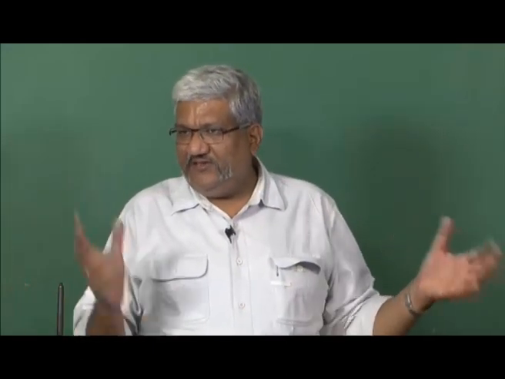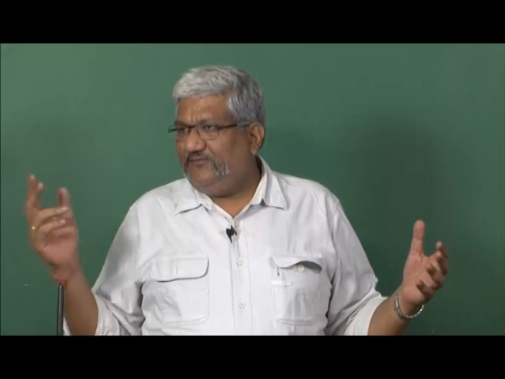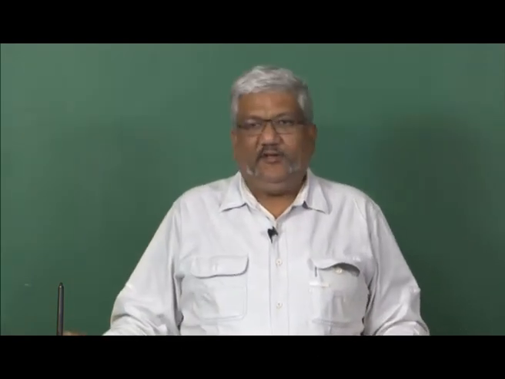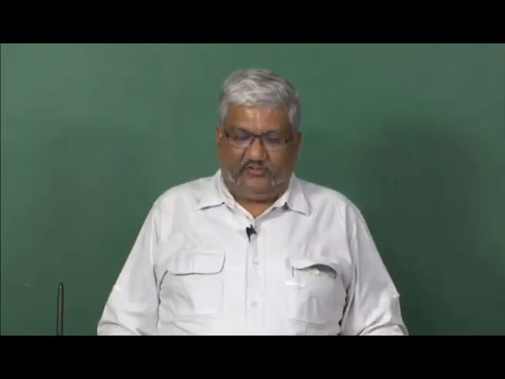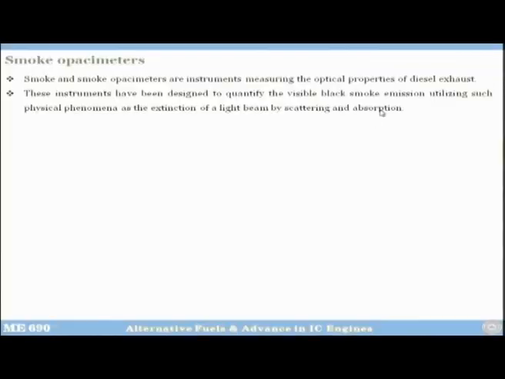Lower signal means higher smoke opacity, higher voltage means lower. So, it is an inverse scale actually. That is one method to do it. Second method is, so this is by light absorption, and then the second method is scattering.